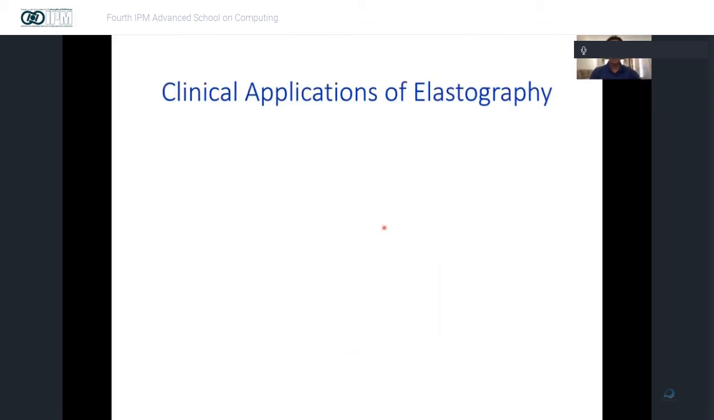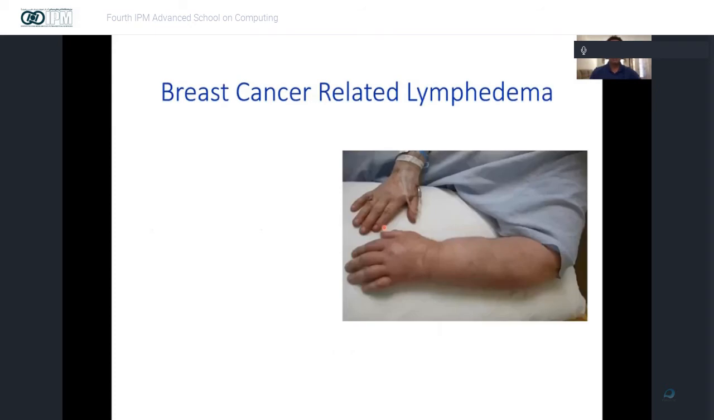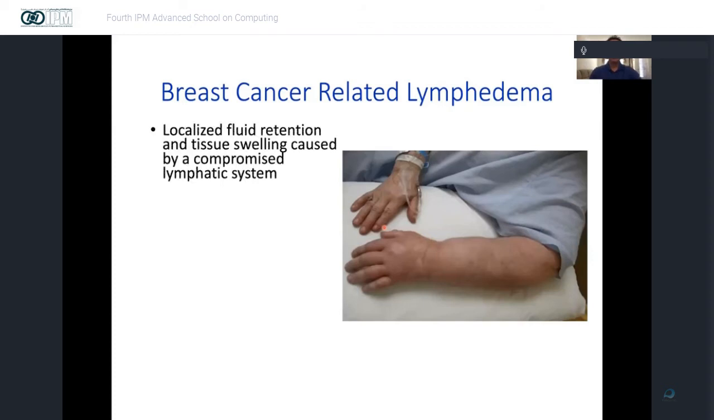So now I'll talk about some of the applications of our work, specifically elastography. First, I'll talk about breast cancer related lymphedema. Lymphedema happens because we have localized fluid retention and tissue swelling caused by a compromised lymphatic system, right? And this is usually a side effect of cancer.